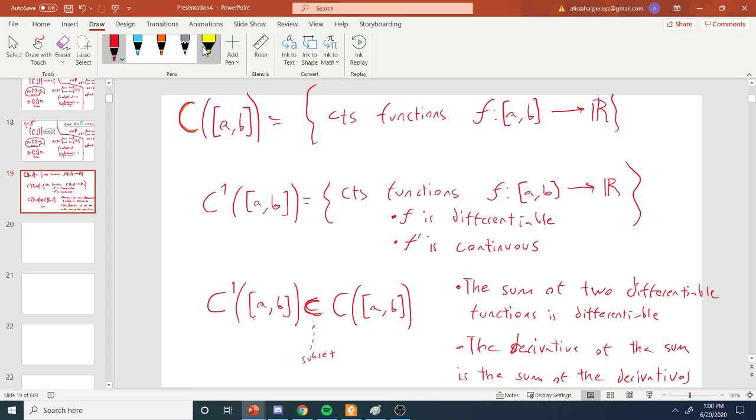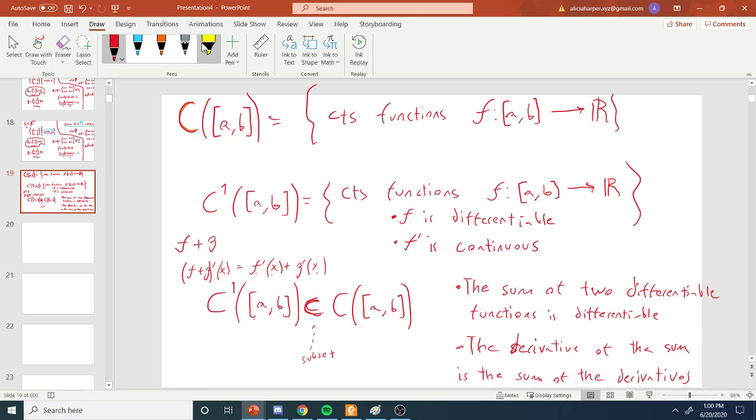So this tells us that if I take two functions f and g and I add them together and they live in here, well, first off, f plus g is going to be differentiable, and the derivative of f plus g is simply going to be the sum of the derivatives. And because this is continuous and this is continuous, when you add two continuous functions together, you get another continuous function. So this C1 of [a, b] actually turns out to be a subspace.